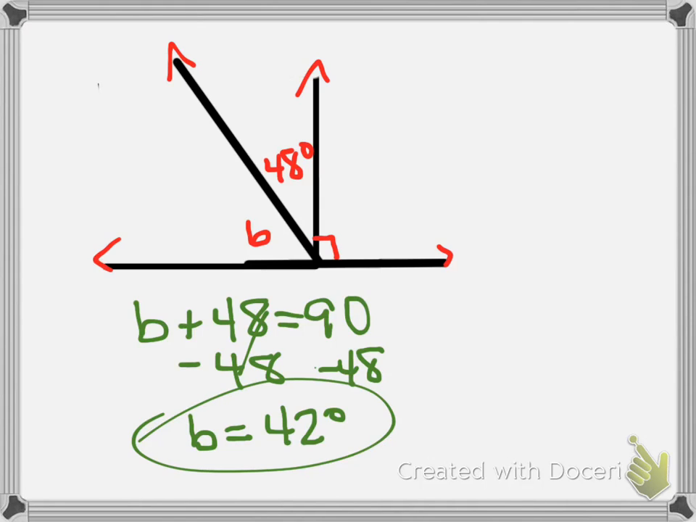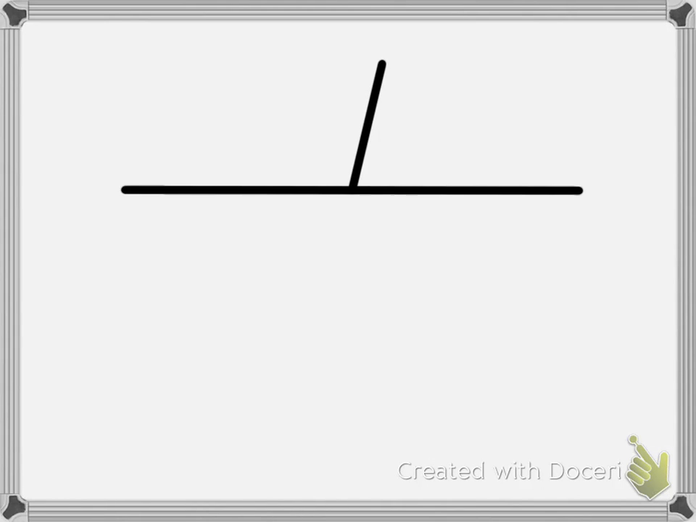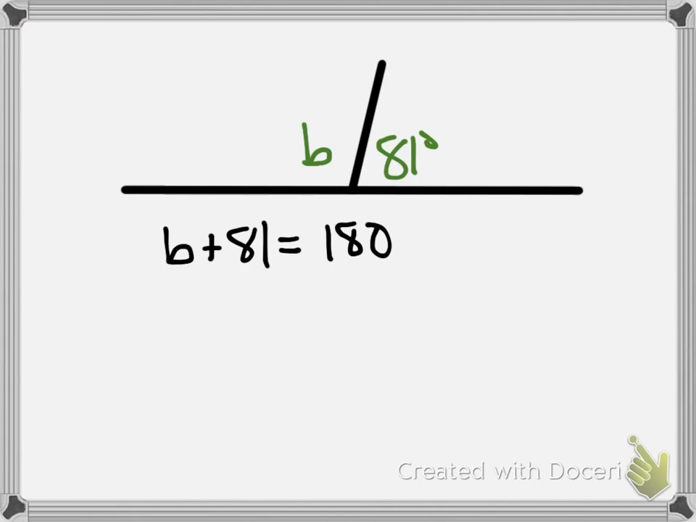You could also have a straight line. For instance, number 16, and the one that we just looked at was number 12. Number 16 looks something like this. We have 81 degrees, and we have B. Well, you know that's a straight line. So from there to there is a total of how much? And if you said 180, you're right. So B plus 81 equals 180 degrees. And when you solve for B, B would equal 99 degrees.